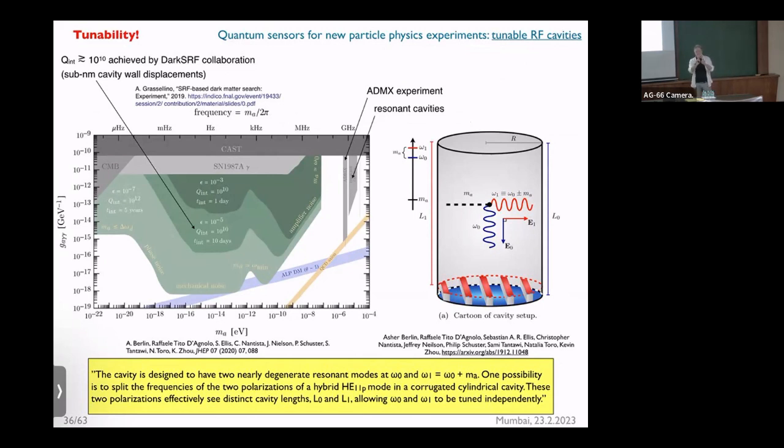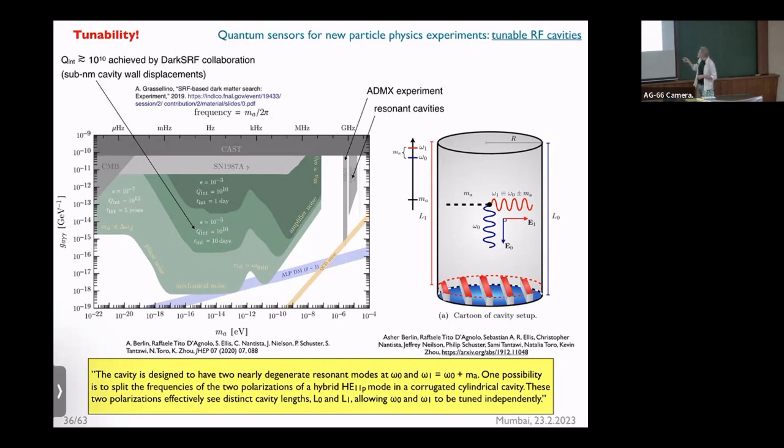If you have any bleeding from the pump mode into the signal mode without the axions, obviously you're not sensitive anymore. But if this is possible, then you should be able to probe mass ranges all the way down to 10 to the minus 22, as long as you achieve a sufficiently high Q factor. And Q factors up to 10 to the 10 have already been achieved by the Dark SRF collaboration. So these are sub-nanometer cavity wall displacements, really, really tiny changes of the geometry, if you can achieve that.